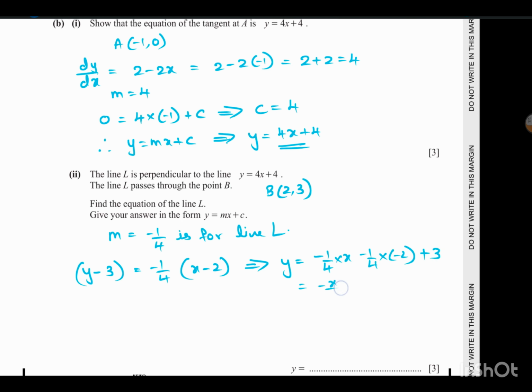And then minus x by 4 plus 2 by 4 plus 3. That will be equal to minus x by 4 plus 2 plus 12 by 4. That will be equal to minus x by 4 plus 14 by 4, which I can simplify as 7 by 2. So the answer will be minus 1 by 4 x plus 7 by 2.